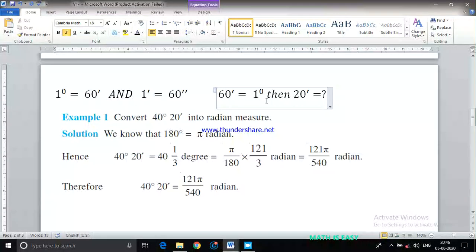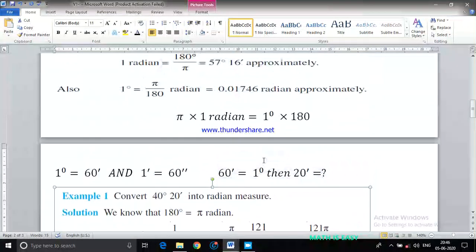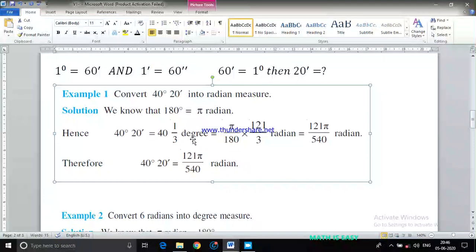We studied this in Class 8. So by using ratio and proportions, for 20 minutes I'll get 1/3 of a degree. So 40 degrees and 1/3 of a degree. So it is a mixed fraction. If I convert the mixed fraction into a fraction, 3 into 40 will be 120 plus 1, 121 upon 3. Now this degree I have to convert into radians. Degree to radians means here I have 1 degree equals pi upon 180. So that pi upon 180 will come.